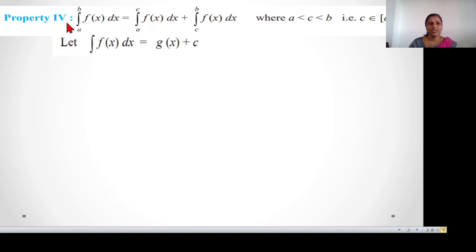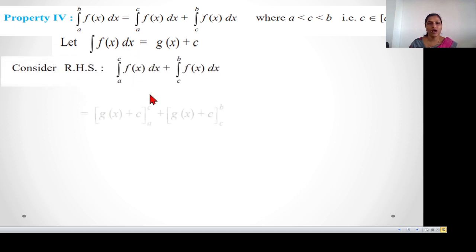Now we will verify this property. Let integral f of x dx be g of x plus c. Then consider the RHS of this term. We will solve the RHS first. From the RHS, we know that the integral of f of x is g of x. Similarly, the integral of f of x is g of x.